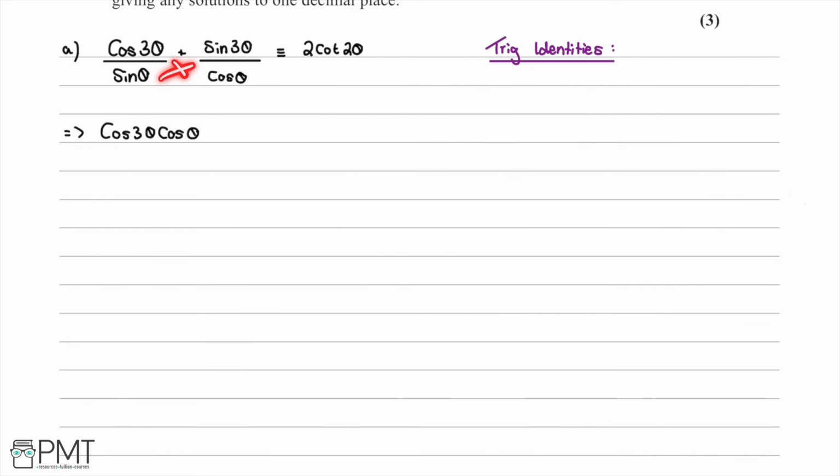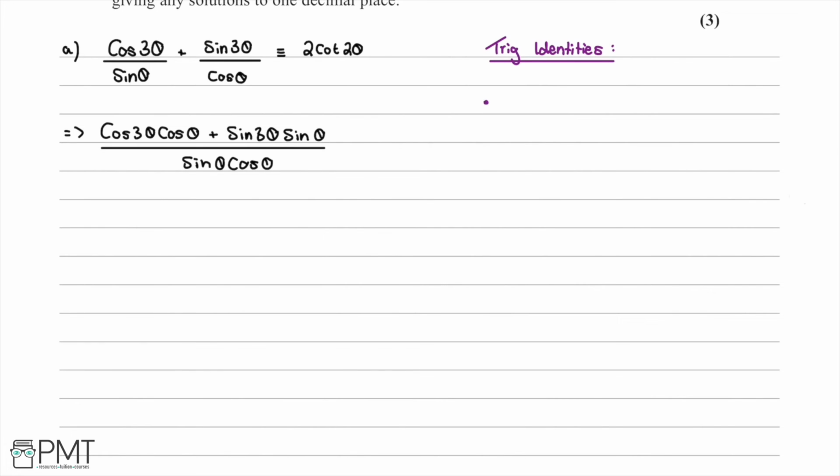Then we'll have sine 3 theta multiplied by sine theta, so that'll be plus sine 3 theta multiplied by sine theta. And then, as we know from multiplying fractions, we'll then have sine theta multiplied by cos theta as the denominator of this single fraction here. So now we have a term with cos 3 theta and cos theta and sine 3 theta and sine theta. So we need to have a think about trig identities, and do we know any trig identities which we can use to help us?